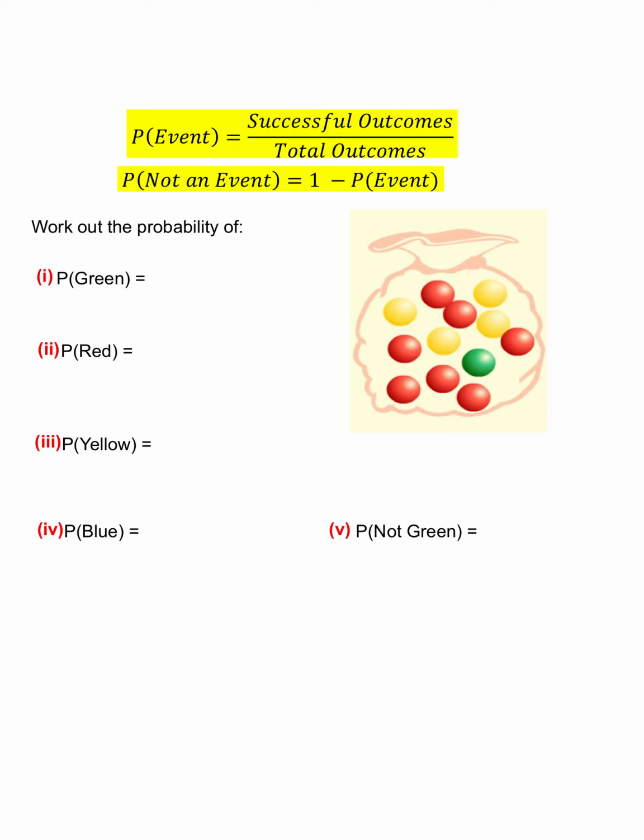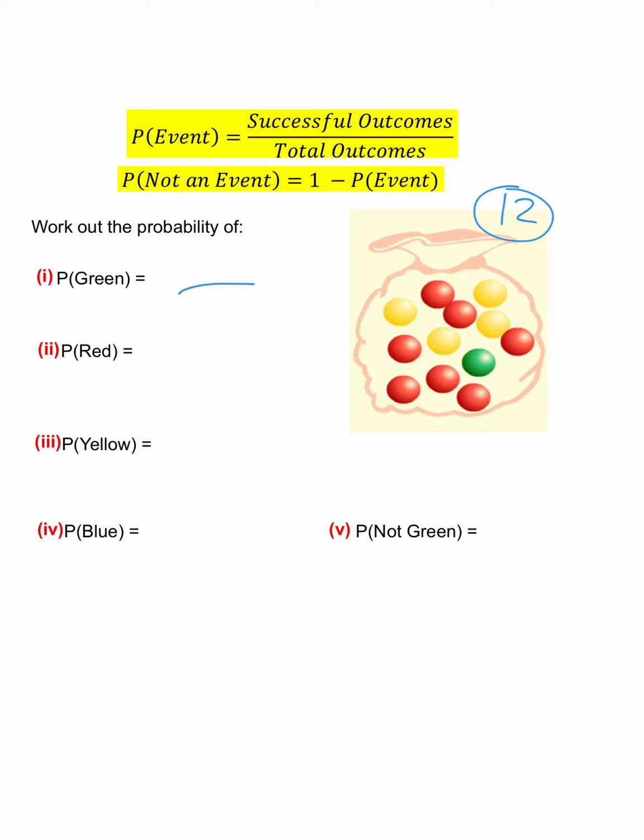Now, experimental probability. So the probability of an event occurring is your successful outcomes over your total amount of outcomes. So if you look here, we have a bag of balls. So first of all, we need to get our total outcomes. So let's count how many balls are here first. 1, 2, 3, 4, 5, 6, 7, 8, 9, 10, 11, 12. So we have 12 in total here.